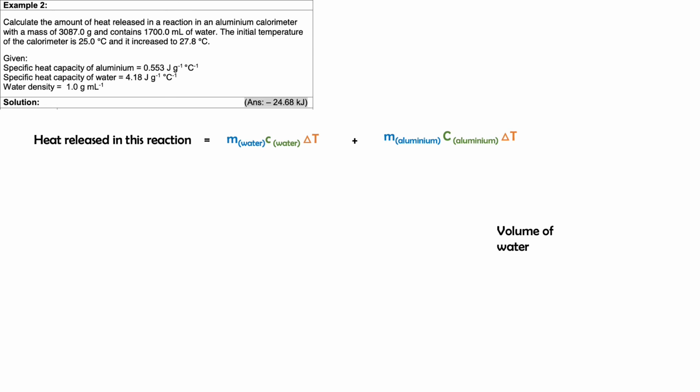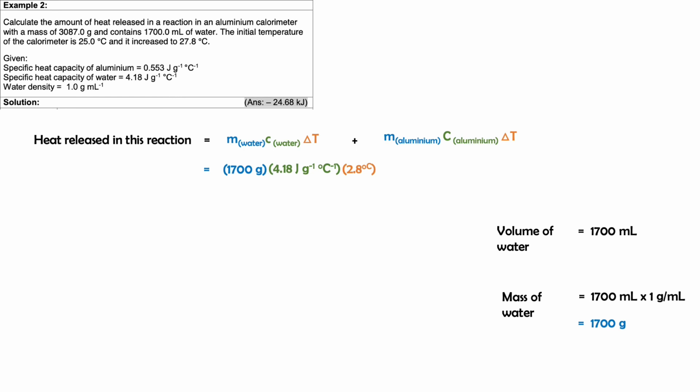So for water, we are given 1700 ml. We can find the mass of water by using the density and multiplying it with the volume of water, and the mass of water that we get is 1700 gram. So we substitute this value into the formula given, the specific heat capacity of water, which is 4.18, and the change of temperature, which is 2.8.